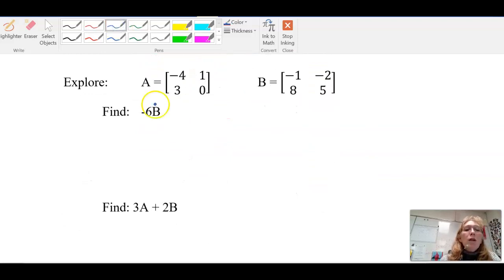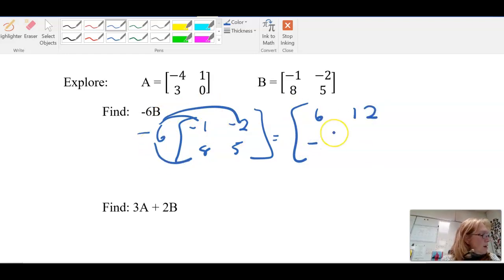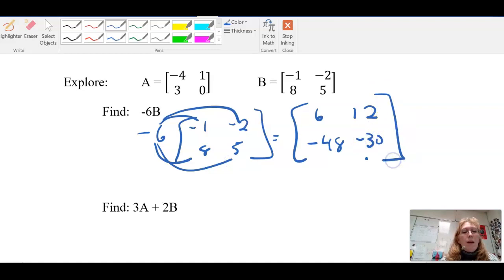The first one, I just wanted you to take negative 6 times the B matrix. So you're taking negative 6 times negative 1, negative 2, 8, and 5. And you should have gotten 6, 12, negative 48, and negative 30. Final answer.